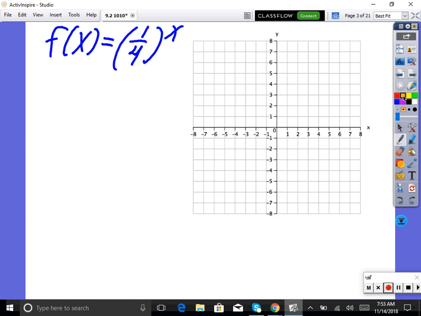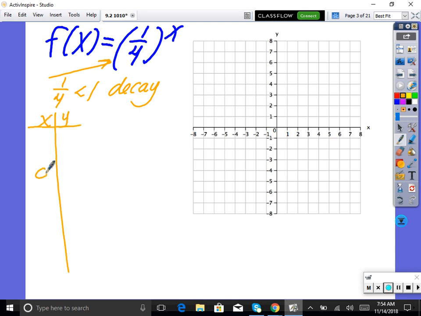So, once again, the first thing you would do is say, okay, it's kind of nice to know if it's growth or decay, because then you can kind of see if you're graphing it right. Isn't this one decay? A fourth is less than 1, so it's decay. So then from left to right, it's going to start large and get exponentially smaller. You're going to make an XY chart. Let's start with 0. 1/4 to the 0 power is 1. Plug in a 1. We get 1/4. If I plug in 2, I get 1/16.